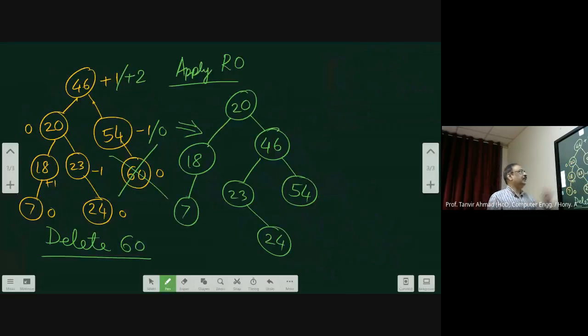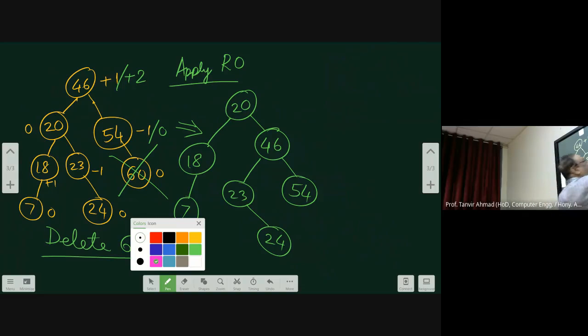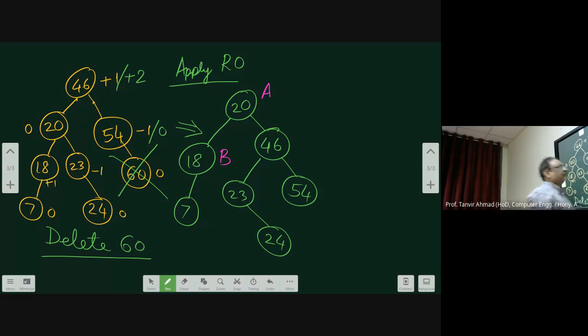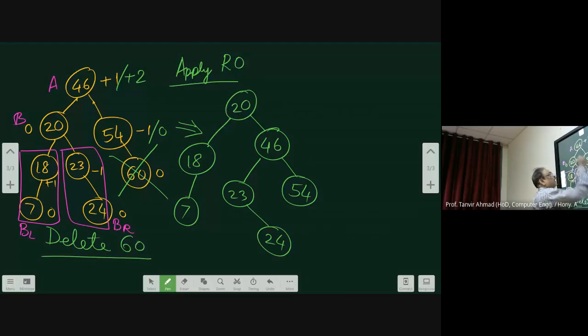Now similarly, you can directly map over here. Actually, this is A now. This is A. This is B. No, sorry, not here. This is A. This is B. This is now BL. This is BR. And this is AR.